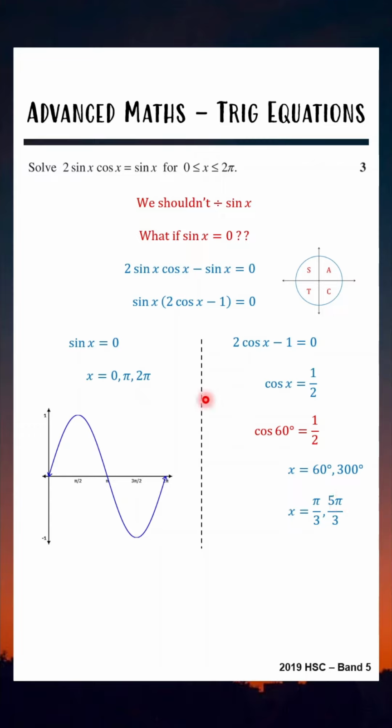Putting these two together to give our final answer of all 5 of these combined, we have x is equal to 0, pi on 3, pi, 5 pi on 3, and 2 pi.